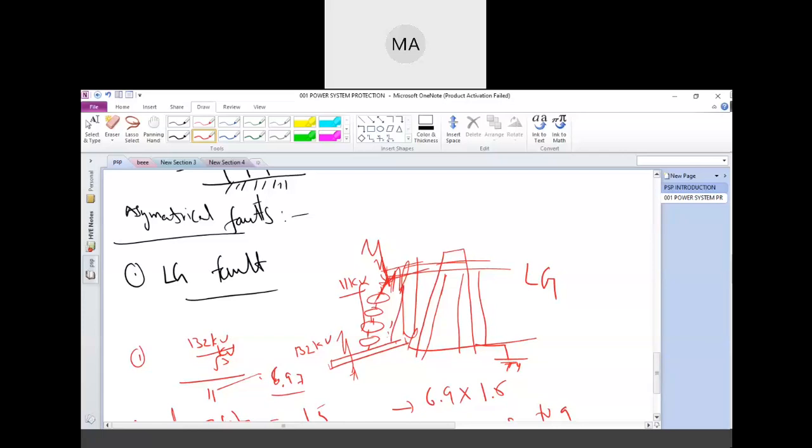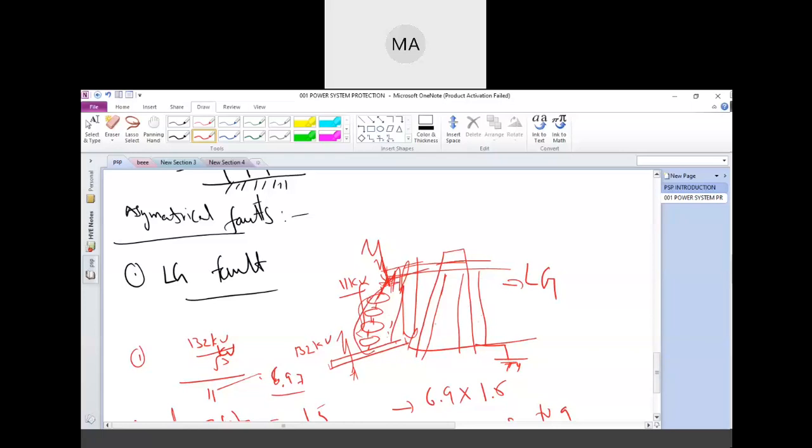hold. If a higher voltage takes place, the insulator cannot withstand that voltage, so at that time what will happen, there will be a flashover between the line and the cross arm. The cross arm, which is connected to the ground, will then produce the LG fault. That type of fault is called the LG fault, line to ground fault.